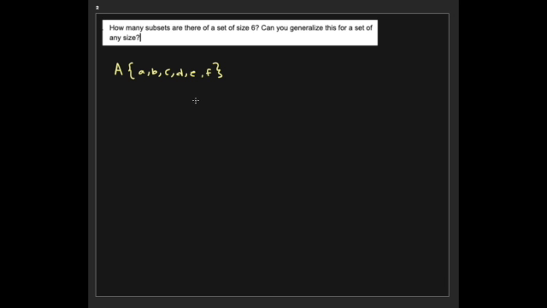So we're trying to find out how many subsets there are in total. Let's just make this set called subset, right? And we're trying to find how many possibilities there are in this subset.